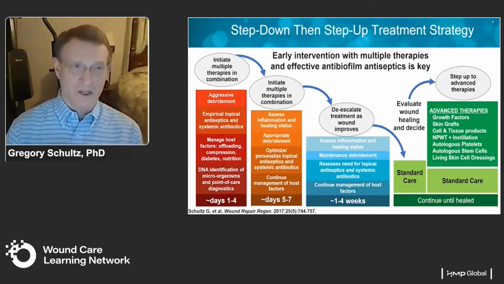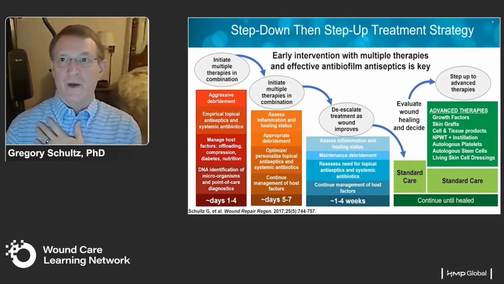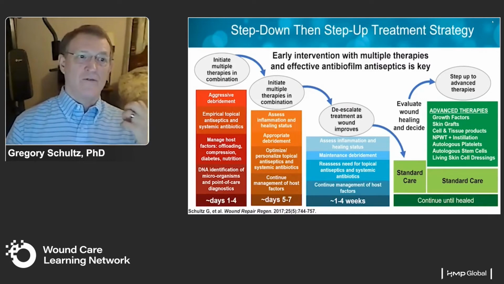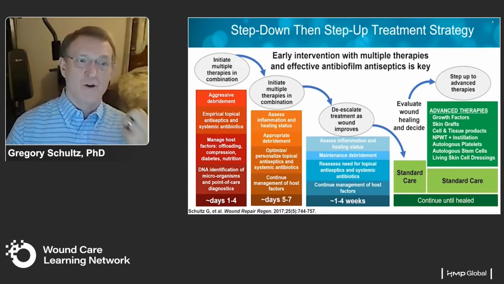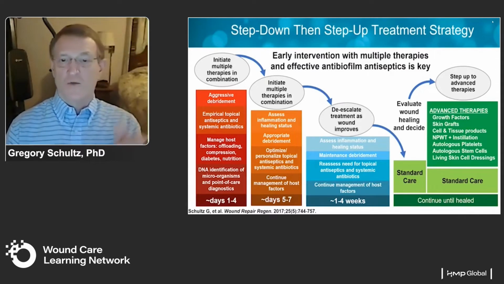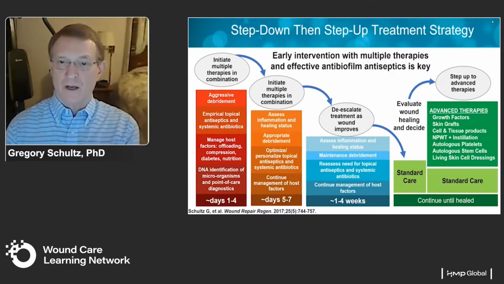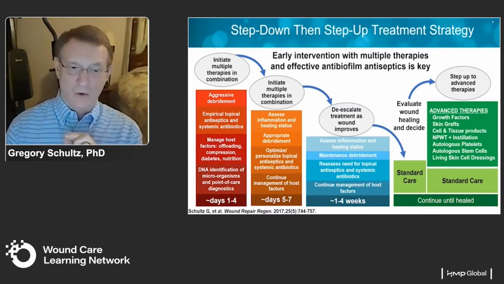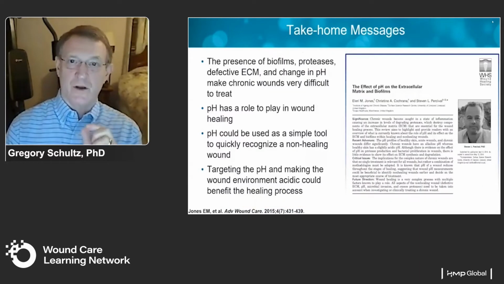We can express this together in the step down and step up strategy for identification and treatment of chronic wounds. Basically, this free download shows that if you start with your most aggressive debridement to remove biofilm, combine that with effective anti-biofilm therapies such as hypochlorous acid, this will rapidly begin to reduce the planktonic and biofilm bioburden. Inflammation will decrease, proteases will decrease, the wound can start healing, and if needed, advanced therapies can be added because they will work very effectively when the wound bed is prepared well.